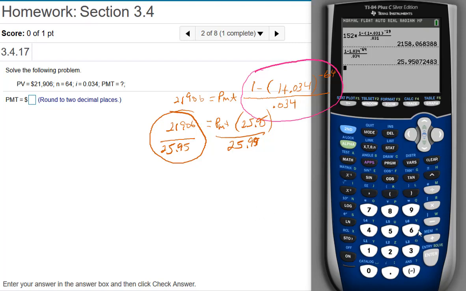Now here's how I do that on my calculator. I do 21,906 divided by, now the way I say that number is second ANS. 21,906 divided by the previous answer. And so, as you can see, this is the answer, and I never had to round off. If you do this by retyping numbers, you likely will miss the problem by a few cents here or there. So this would be to the nearest cent, 844.14.